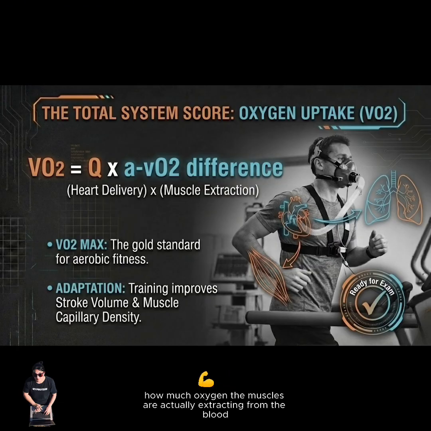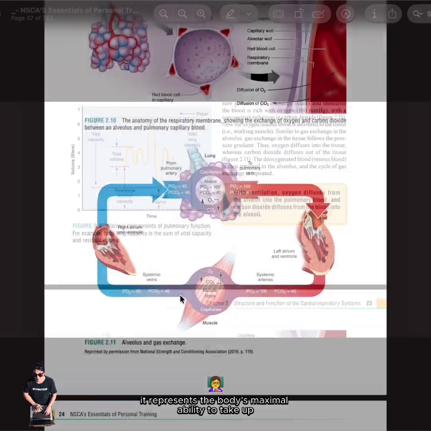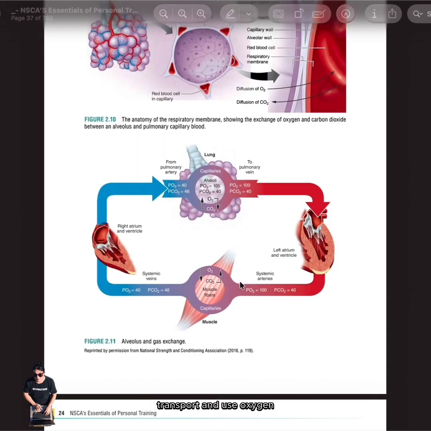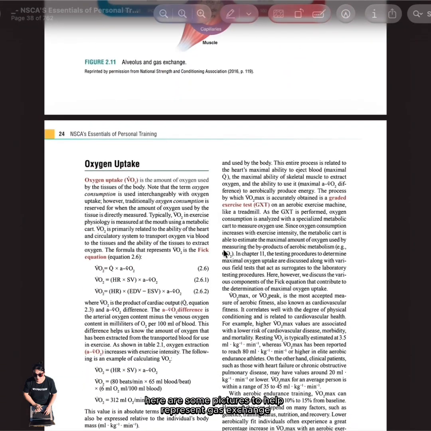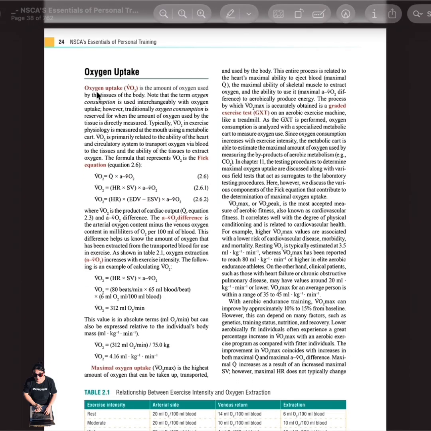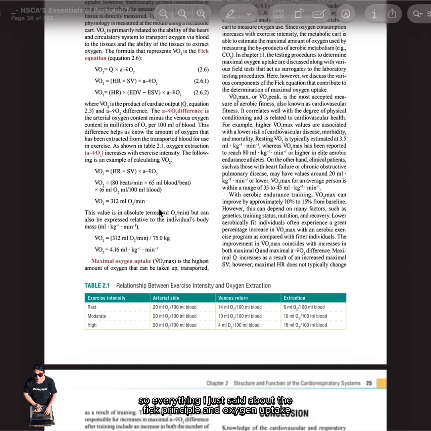VO2 max you'll hear a lot in sports, gym, and training, the gold standard for aerobic fitness. It represents the body's maximal ability to take up, transport, and use oxygen. Here's some pictures to help represent gas exchange. So everything I just said about the Fick principle and oxygen uptake is elaborated upon here.